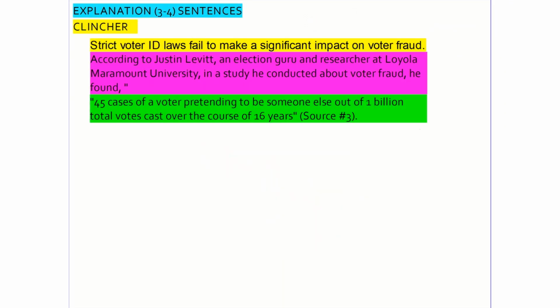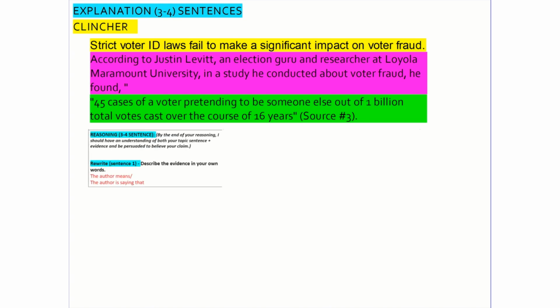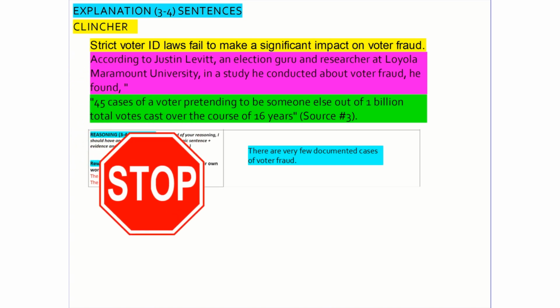Okay, so the next thing I'm going to do is I'm going to write an explanation. My explanation needs to be 3 to 4 sentences long, and it should give my reader an understanding of my evidence and why they should believe my topic sentence. So the first thing I'm going to do is I'm going to rewrite my evidence in my own words. I'm going to describe it. So I'm going to describe what this actually is saying. Here is my description. There are very few documented cases of voter fraud. I'm going to have you stop and go ahead and rewrite your evidence.